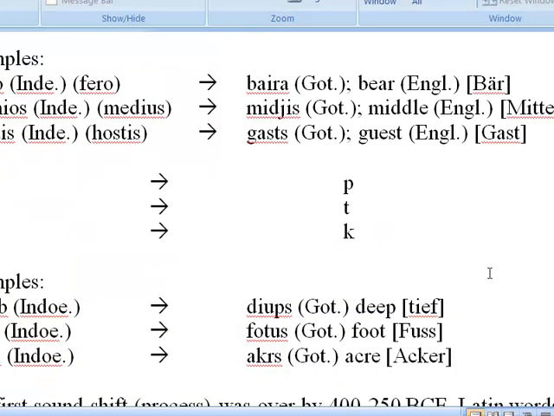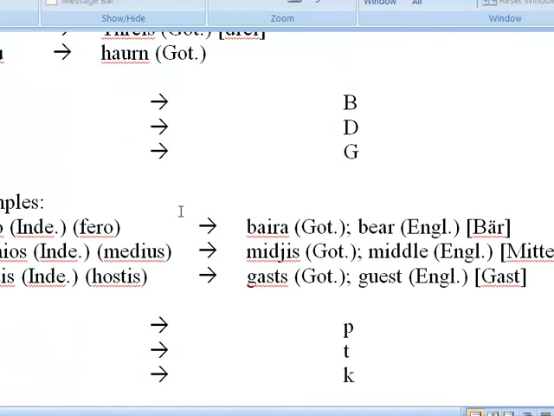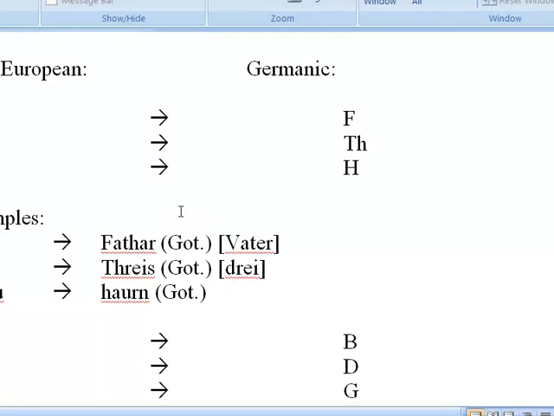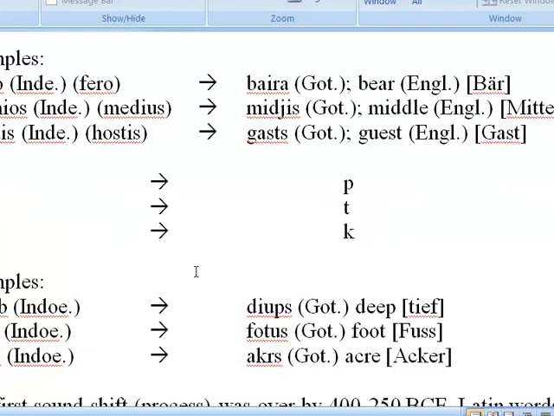And so the final sound shift in this first group is, let's see here, we need some more PTKs. So BDG, unaspirated, becomes a new set of PTKs. In the examples we have here, this one is deep, so dreup becomes dupes, and that's deep or tief. And this difference between deep and modern German tief we'll look at in just a minute when we see the second sound shift.